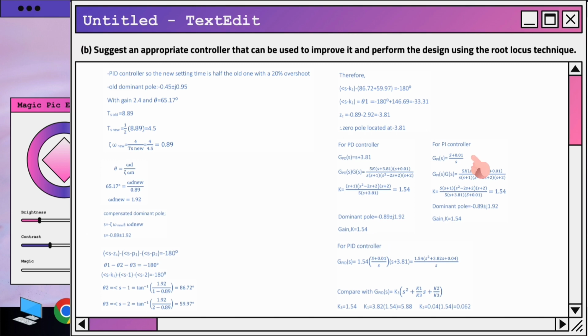For the PI controller, the value of G_PI(s) is (s plus 0.01) per s. 0.01 was chosen so that there is no difference to the dominant pole because the value is very small, so to find the new K, we will use the same dominant pole as before and we will get K value to be 1.54. The PID controller is when we implement all the PD and PI controller into one and get this new G(s) value. That transfer function is then compared to the formula for G_PID(s) to get the value of K1 and K2.